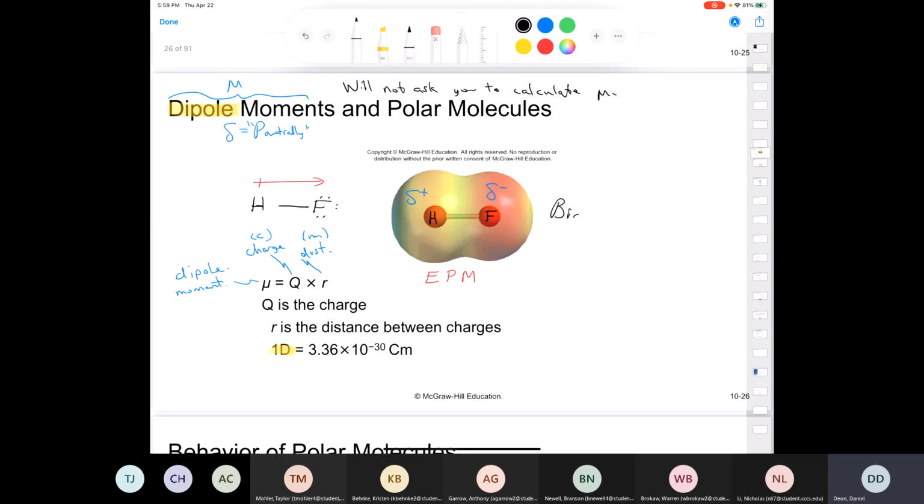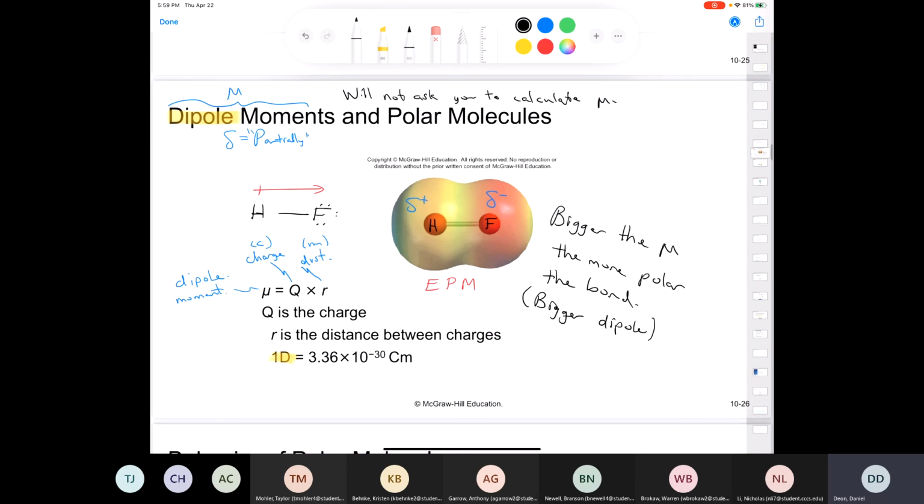All you need to know is this. The bigger the mu, the more polar the bond, or the greater separation of charge there will be. You could say a bigger dipole. Okay, there you go. So that's what a dipole moment is.